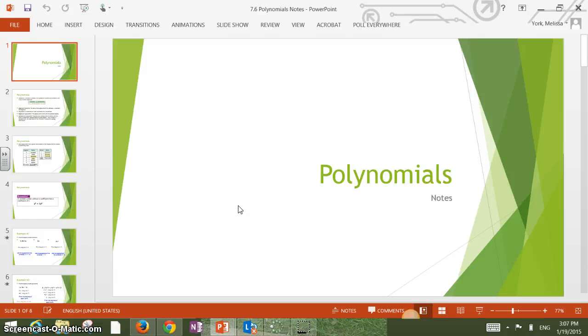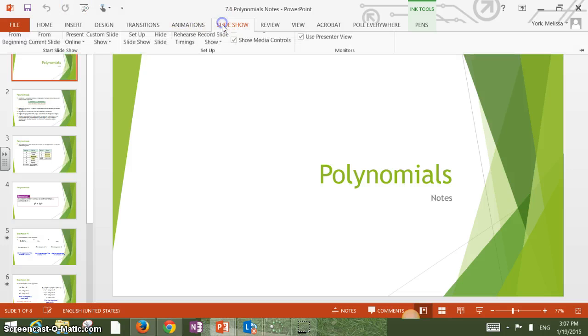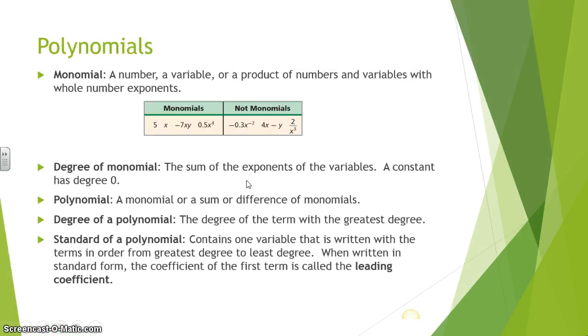This lesson is on polynomials. So there are quite a few definitions with this section here on polynomials, and I do want you physically writing these definitions out here in your notes. The first thing you'll notice with polynomials is you'll see what's called a monomial. And that's a number, a variable, or a product of numbers and variables with whole number exponents.